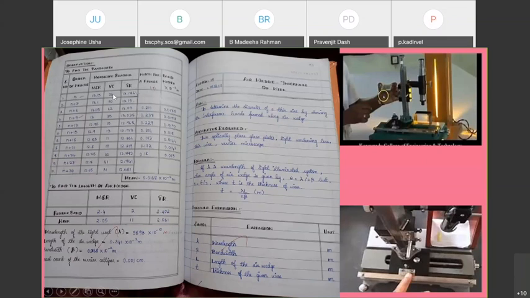Then I'm taking the total reading by multiplying the VSC by the least count of the traveling microscope. Do the multiplication first, then add it to the main scale reading. So you will get this.